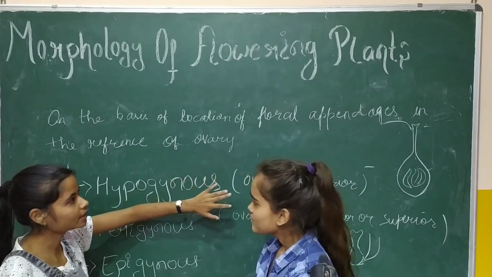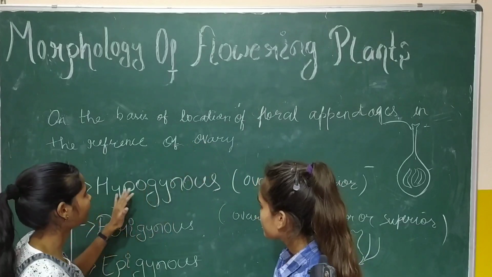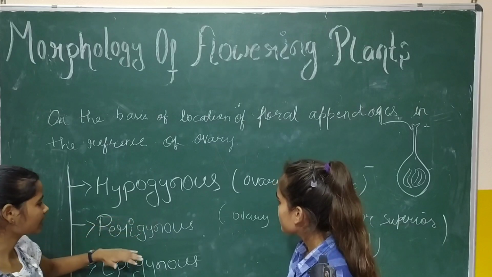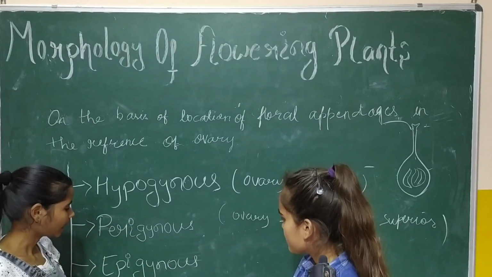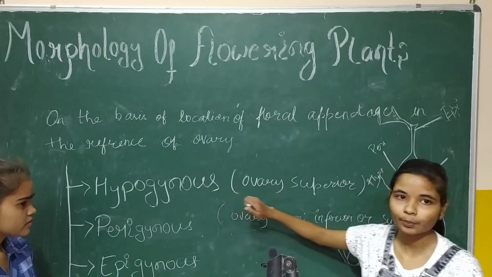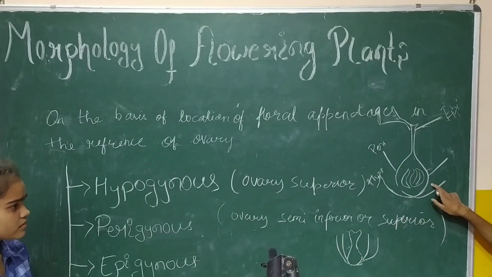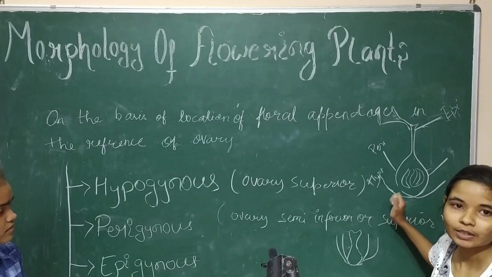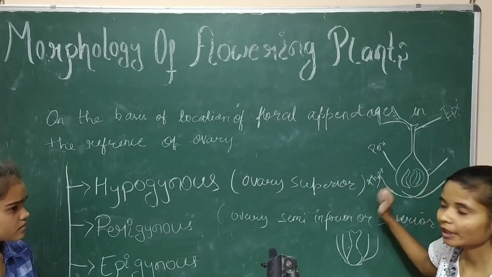On the basis of location of floral appendages, we will see how many divisions of flowers there are. First we see hypogynous, then perigynous and then epigynous. Hypogynous: in the case of hypogynous, we will see that the ovary is superior and the floral parts are below the ovary. So the ovary right over here is known as superior ovary.